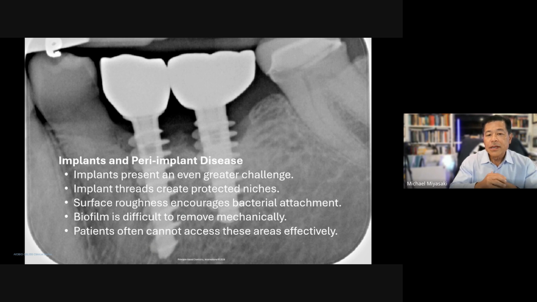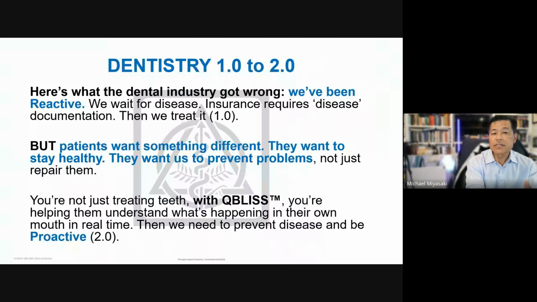Because when the bacteria gets underneath the soft tissue, these implants are a very difficult structure to keep clean. There's the threads of the implants. A lot of times they have a surface treatment to make them a little bit more rough to get better integration of the bone. And so if we see this, it's very hard to remove that biofilm that's gotten into these deep pockets and into these osseous defects. And what do we tell the patient? They can't brush down in these areas. They can't floss in these areas.